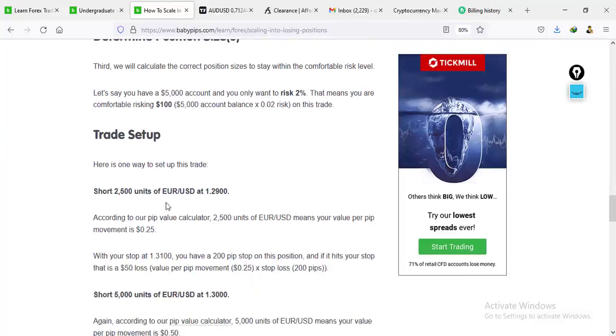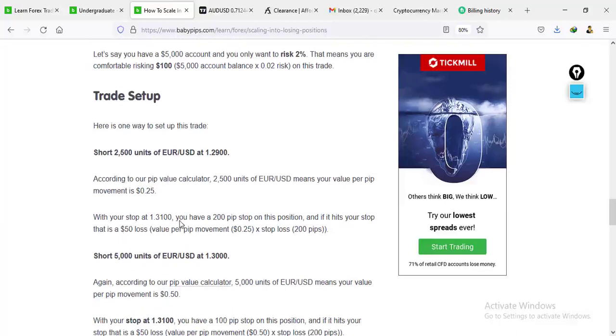So what about the trade setup? Let's say you are shorting 2,500 units of EUR/USD at 1.2900. According to your pip calculator, 2,500 units means $0.25, that's 25 cents per pip. Your stop will be placed at 1.3100, which is 200 pips on this position, and if it hits your stop, that's a $50 loss for you, because a pip is valued at $0.25 and you multiply it by 200 pips.